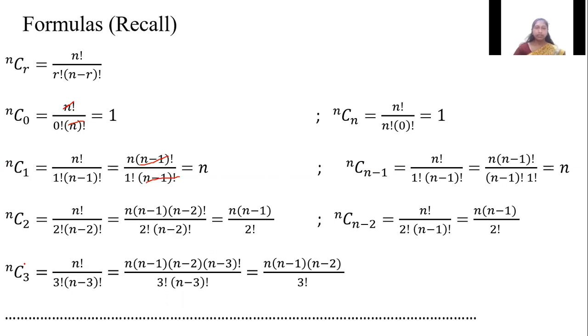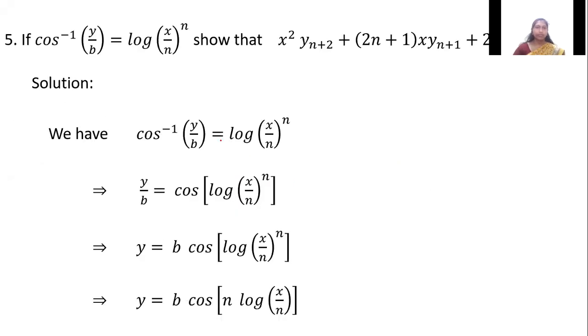Similarly, this observation keeps on continuing. Okay, we can see that nC2 is same as nCn minus 2, and its value is n into n minus 1 by 2 factorial. So let us discuss this problem.